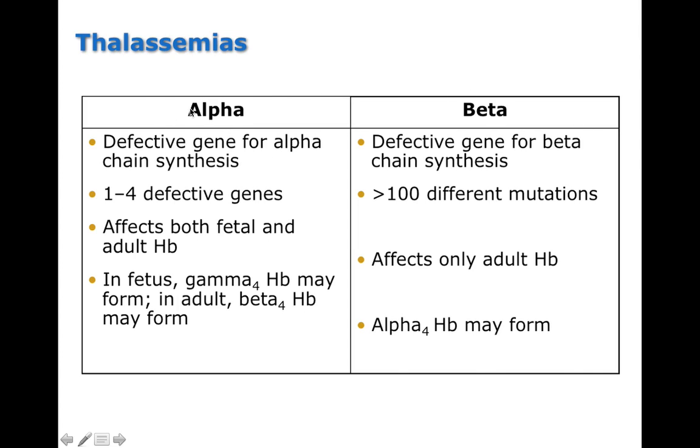Alpha thalassemia is where you have a defective gene for the alpha chain of hemoglobin. There's about 1 to 4 defective genes that are associated with alpha thalassemia, and it affects both fetal and adult hemoglobin. In a fetus, it's gamma-4 hemoglobin that is formed. In an adult, it's beta-4 hemoglobin that can form. And then for beta thalassemia, we find that the defective gene is for beta chain synthesis, hence the name, and there's over 100 different mutations that are associated with beta thalassemia. Now, it affects only adult hemoglobin, and the alpha hemoglobin can still form here.